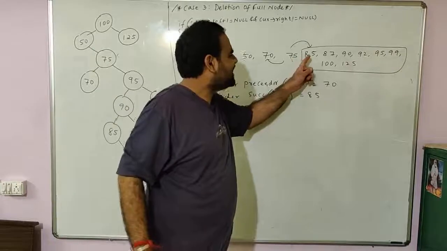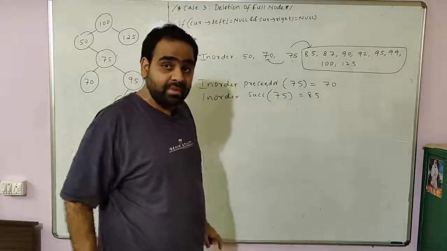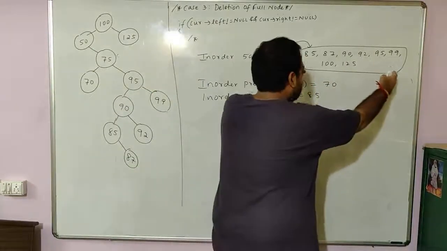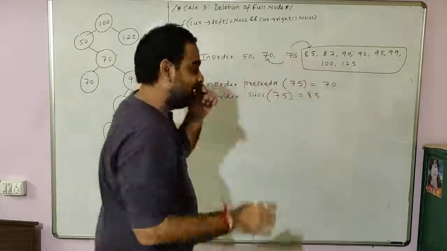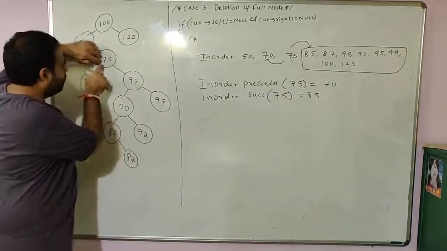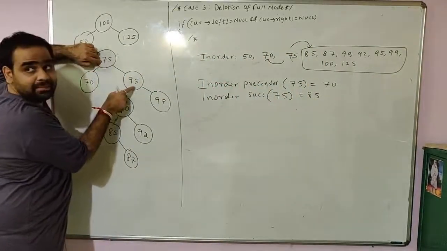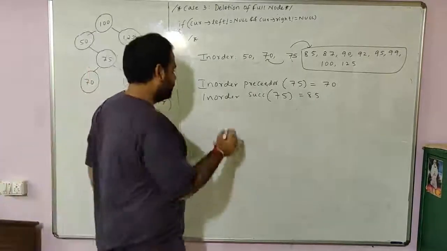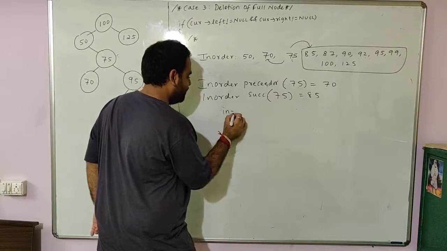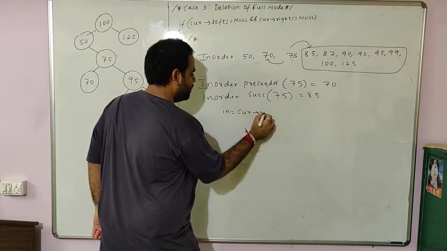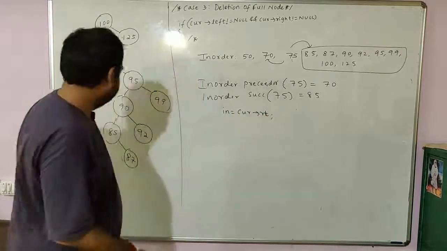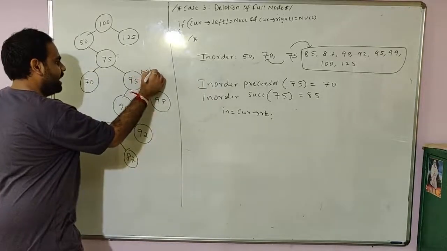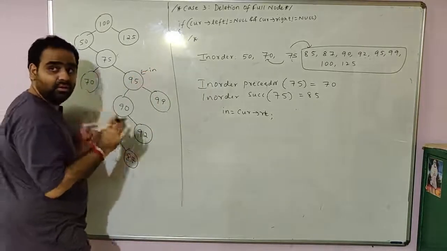That means it is just greater than 75. Now it means on the right-hand side it is completely towards the left-hand side. Therefore, if this is the node, what do you do? You go one step towards the right and then go extreme left, and you will find the in-order successor. Therefore, how do you find the in-order successor? We say in-order successor is equal to current arrow right. This is the in-order successor and you take this completely towards left.